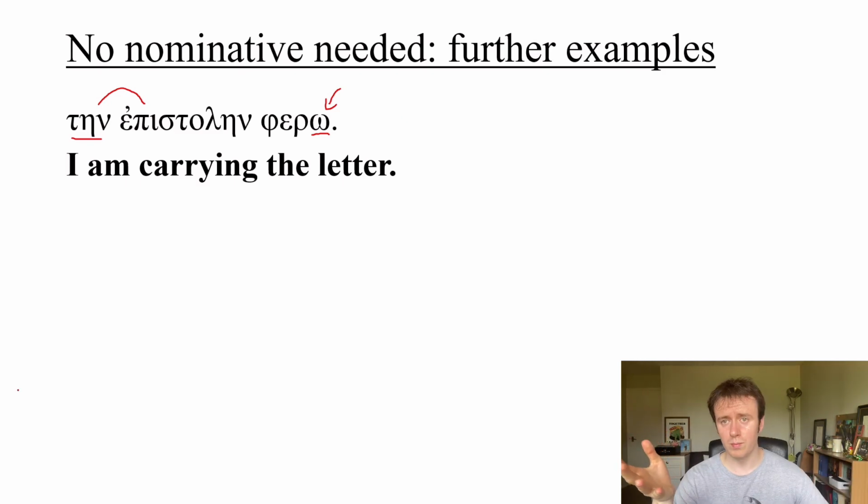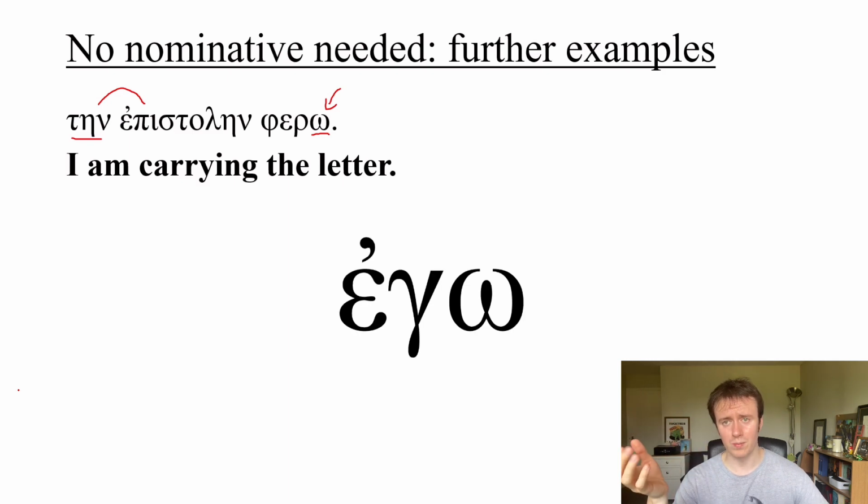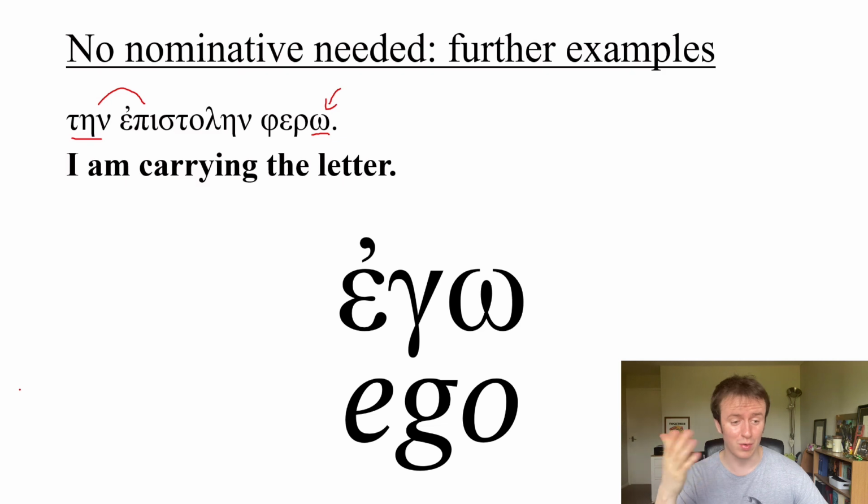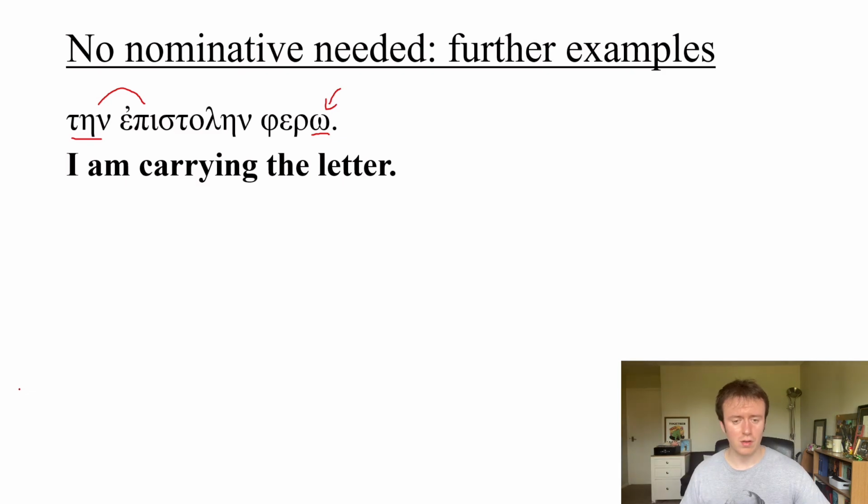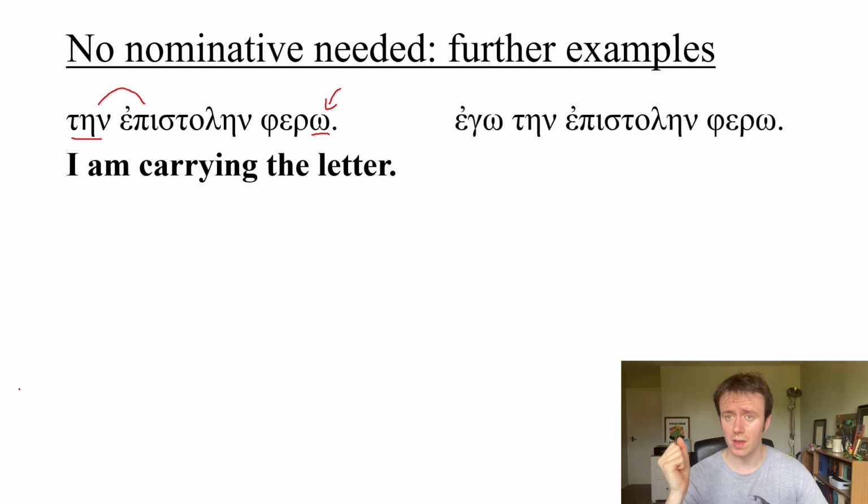But just so you're aware, there is a separate word, as I said, for I in ancient Greek, and it is egō. Egō. Okay, it gives us words like ego in English, because if you transliterate it, then you get the word ego. So it also gives us other words like egomaniac and so forth. So to show you an example sentence using the first person singular nominative pronoun egō, here we have egō tēn epistolēn pherō.